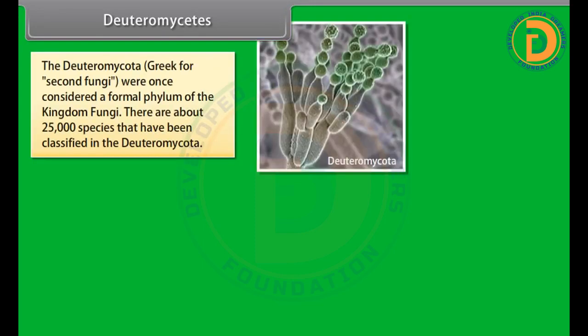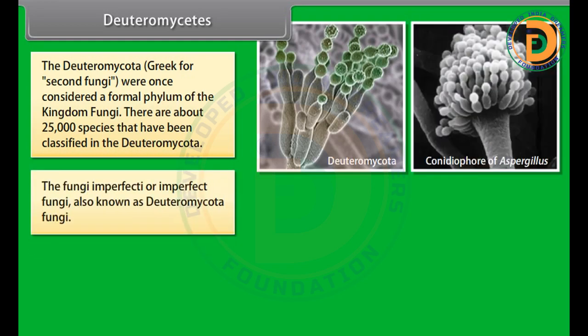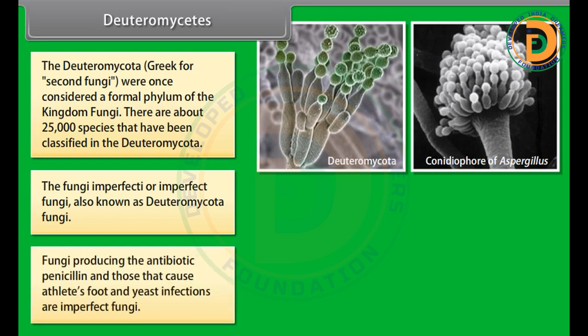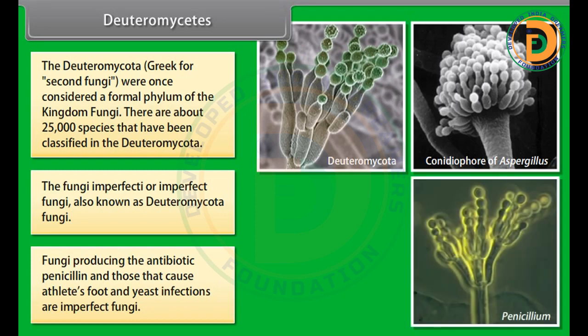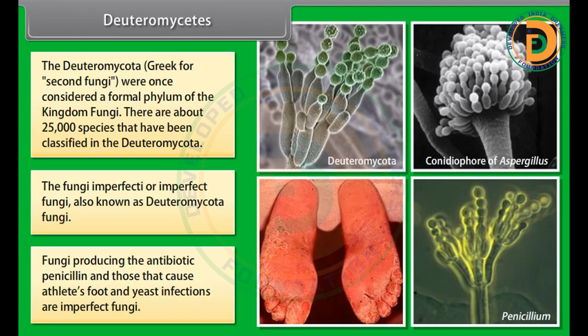Deuteromycetes. The Deuteromycota, Greek for second fungi, were once considered a formal phylum of the kingdom Fungi. There are about 25,000 species that have been classified in the Deuteromycota. The fungi imperfecti, or imperfect fungi, also known as Deuteromycota, are fungi. Fungi producing the antibiotic penicillin, and those that cause athlete's foot and yeast infections are imperfect fungi.